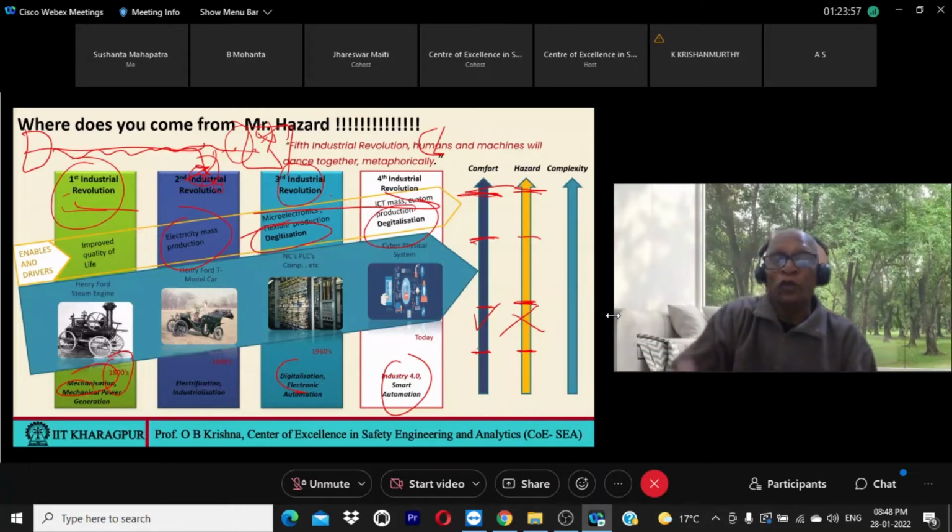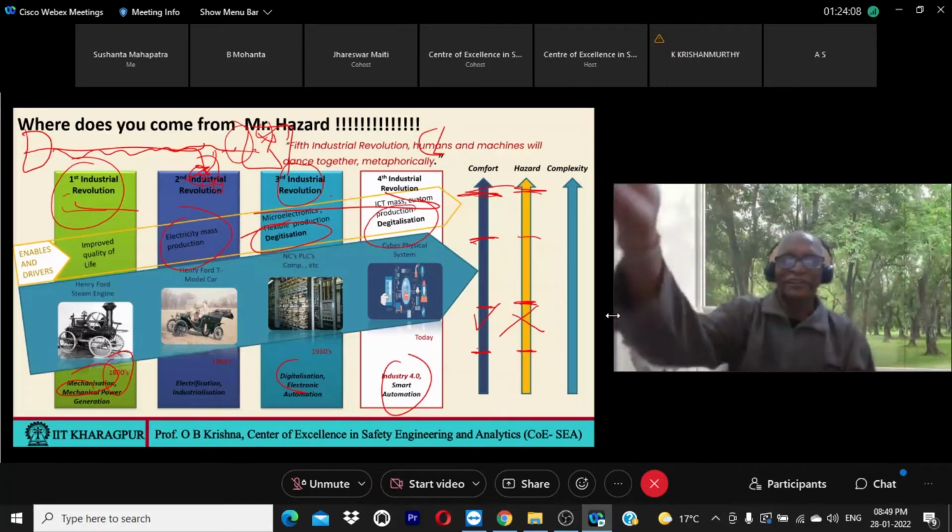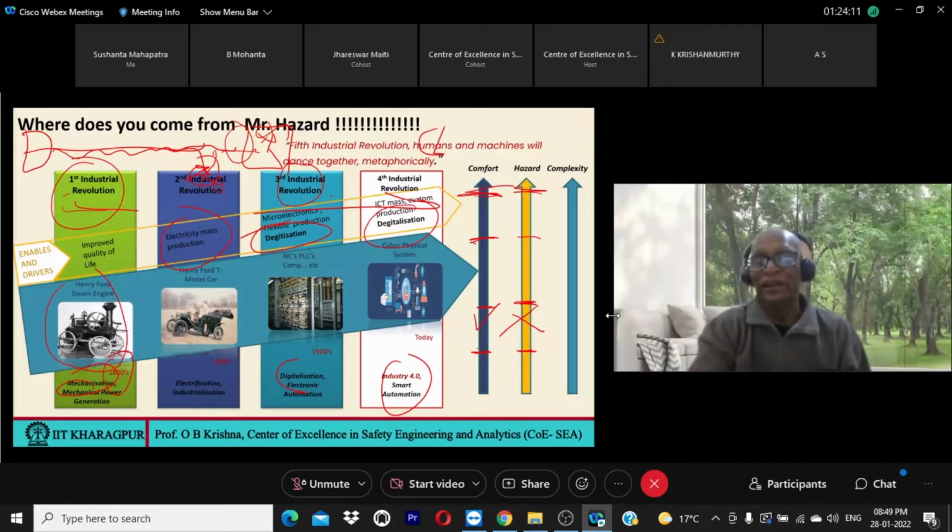But you wanted to go faster, you wanted more comfort, so you invented the first industrial revolution: mechanization, mechanical power, everything came. You started driving cars. You got some comforts up to here. Then you wanted further comfort. By the 1900s, you invented electrical power. So mass production, comforts in the houses, ACs, all those things came. Then your comforts went up to here.